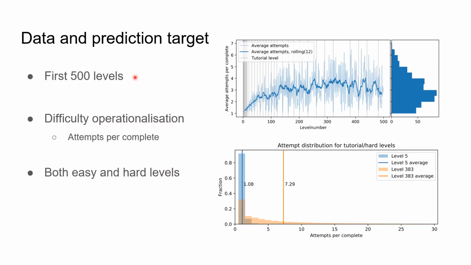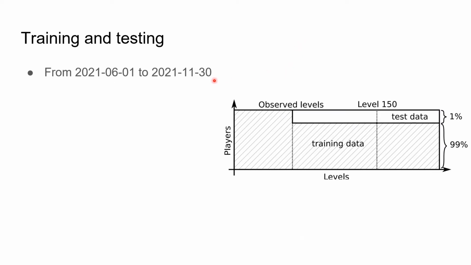In this paper, we considered the first 500 levels of the game, and in order to operationalize difficulty, we use the attempts that people spend to complete the level. On the right, you can see how the average number of attempts changes over the course of the first 500 levels, where easier levels require on average close to 1 attempt per complete, and harder levels require up to 7 attempts per complete. One thing to note is that the distribution of attempts is very long tail, so you can have in the harder levels players that spend upwards to 30 attempts per complete. We use data that spans around 6 months in this period here.